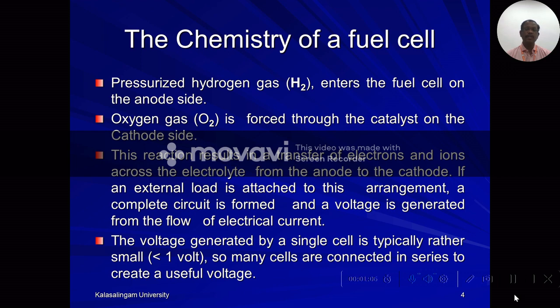If an electrical load is attached to this arrangement, a complete circuit is formed and a voltage is generated from the flow of electric current. The voltage generated by a single cell is typically rather small, less than 1 volt. So many cells are connected in series to create a useful voltage.